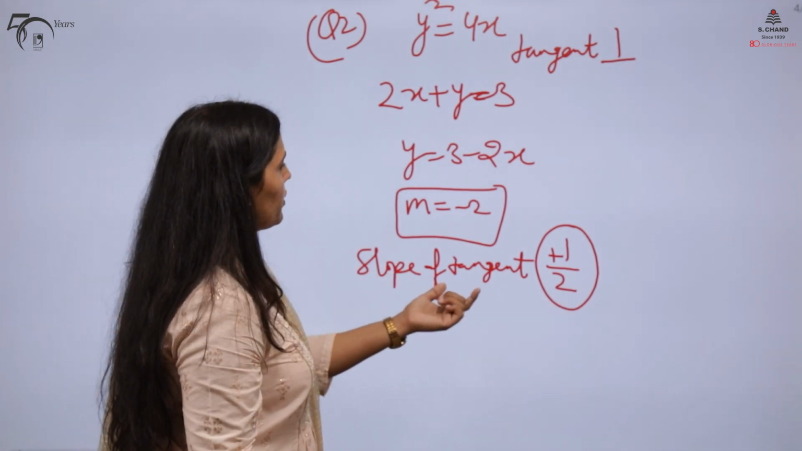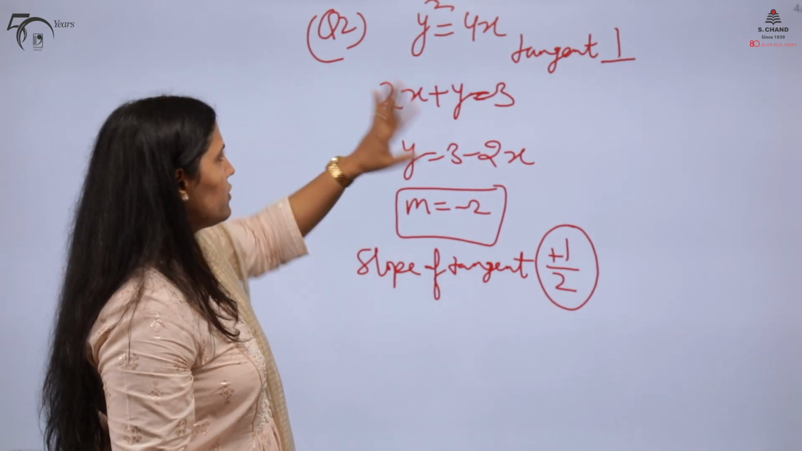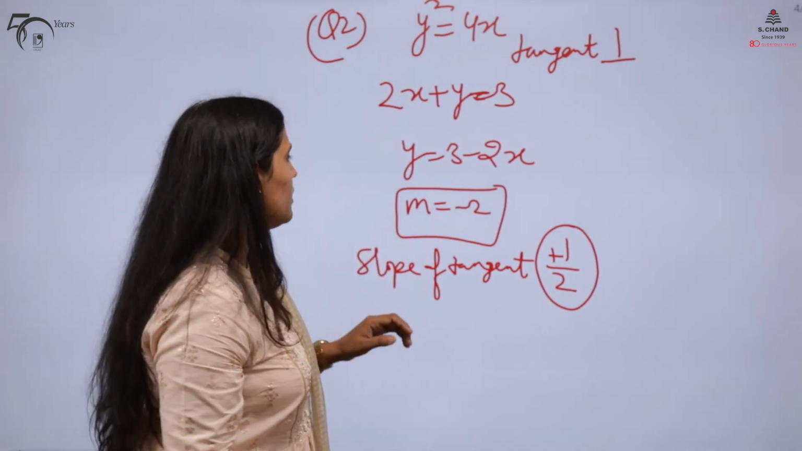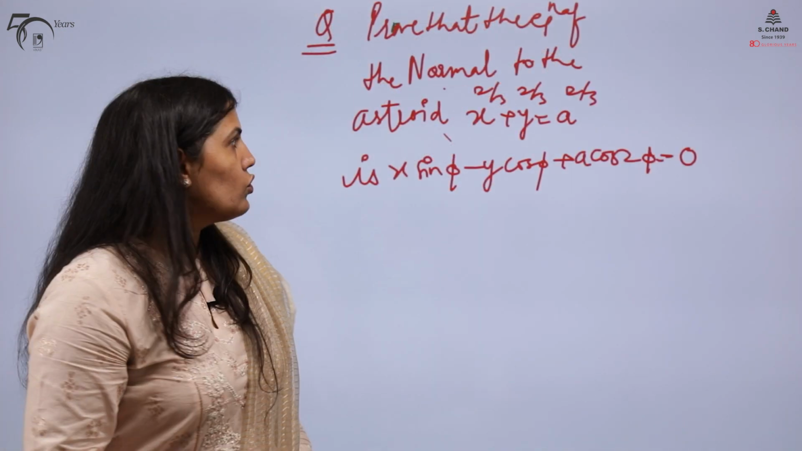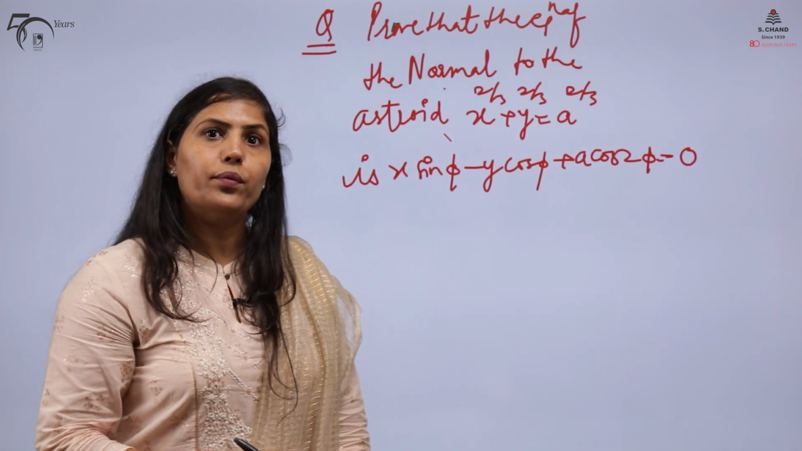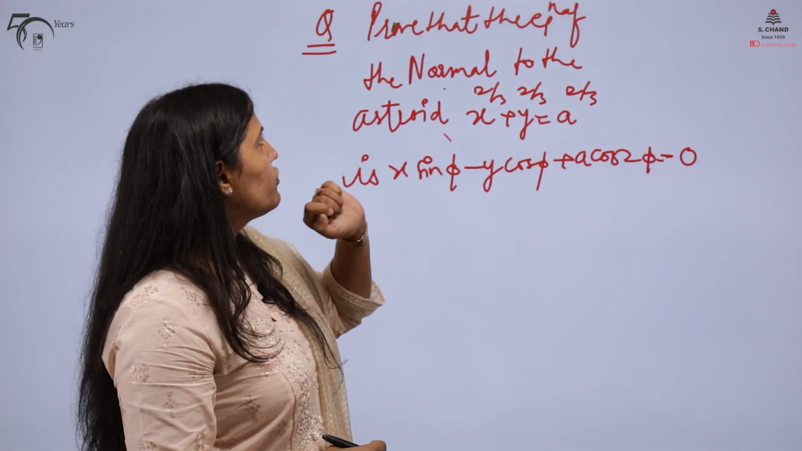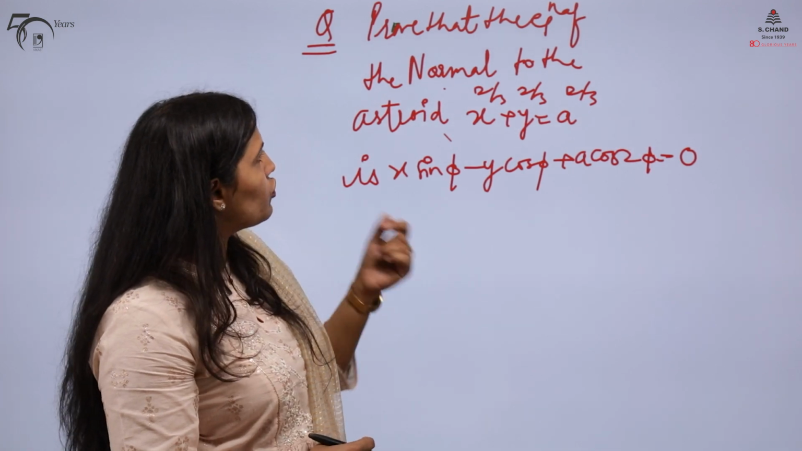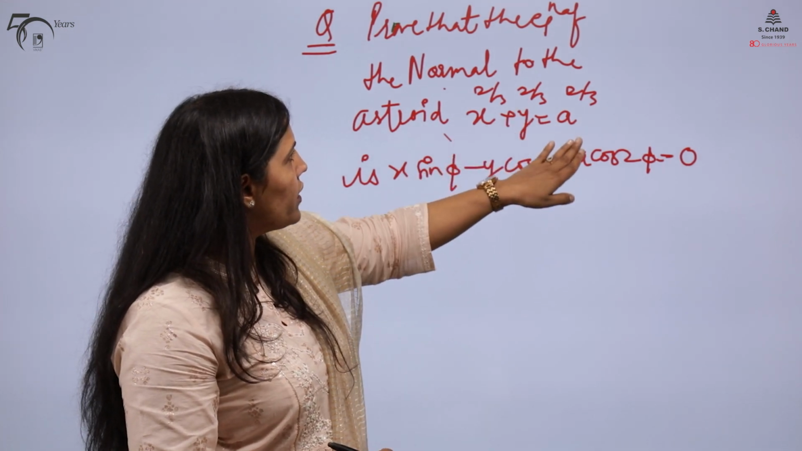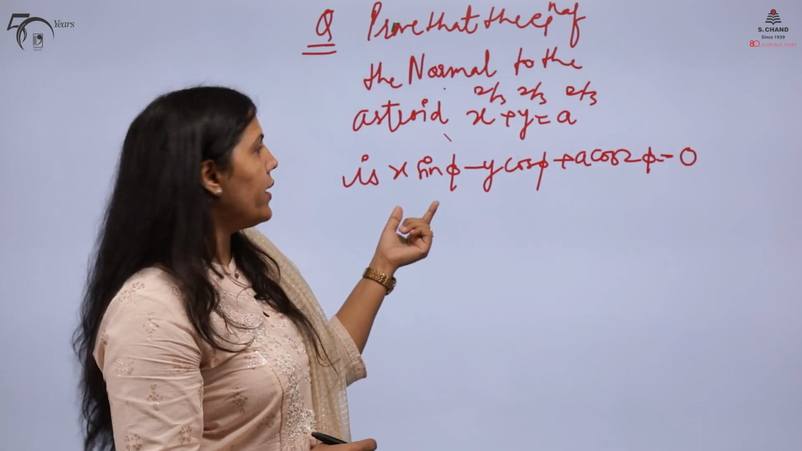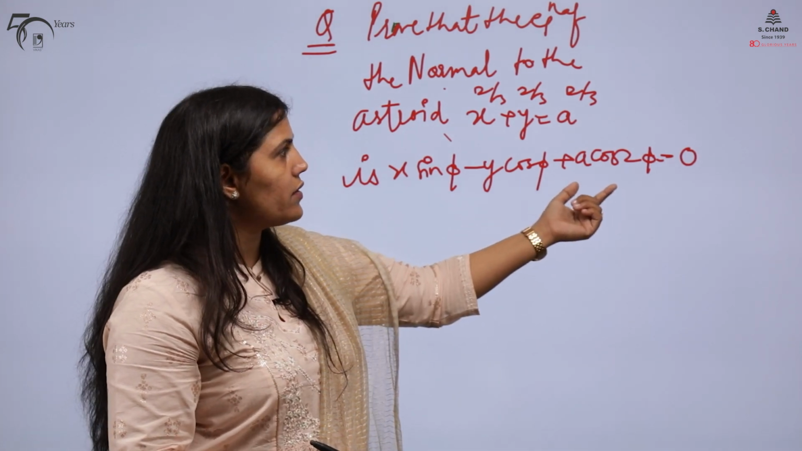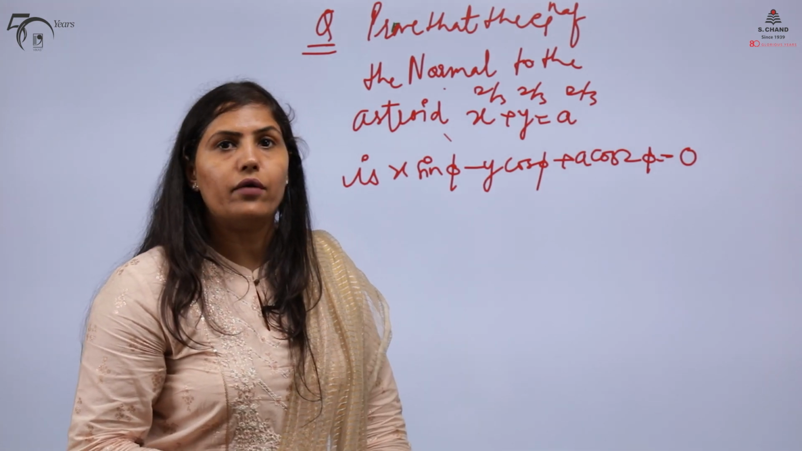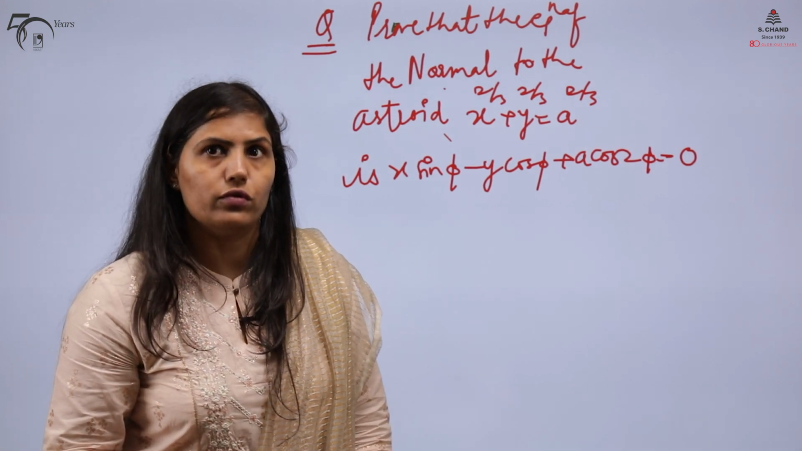Okay. So, this is a simple problem, I will not be solving it because it is just on the parallel lines as we did in the last question. So, let us take a break, and before the break I am just giving you one question. Prove that the equation of the normal to the asteroid x to the power 2 by 3 plus y to the power 2 by 3 equals a to the power 2 by 3 is x sin phi minus y cos phi plus a cos 2 phi equal to 0. After the break I will give you the solution.